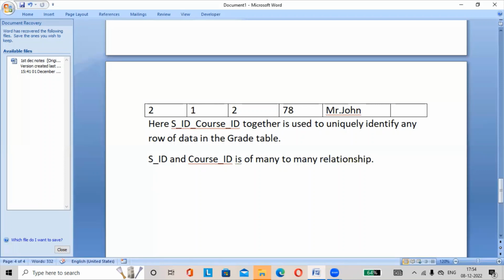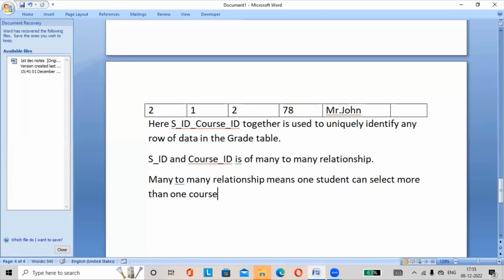Okay, many to many relationship means one student can select more than one course, and more than one course can be selected by more than one student.